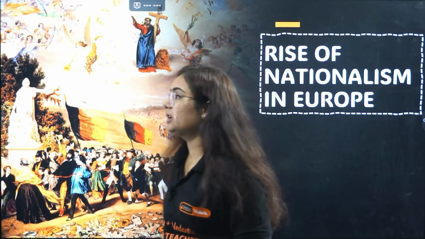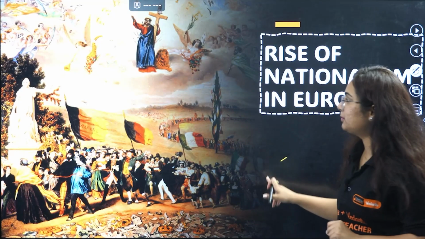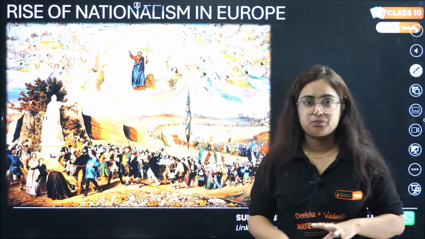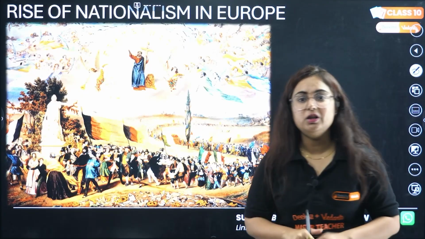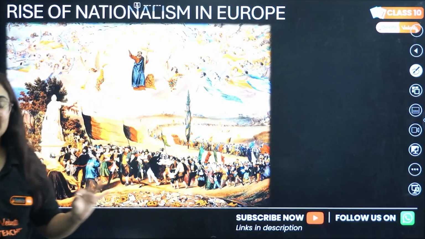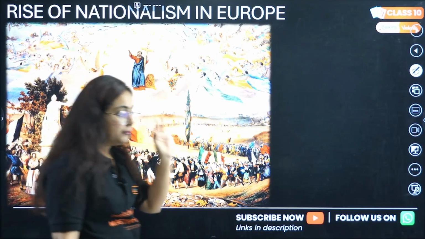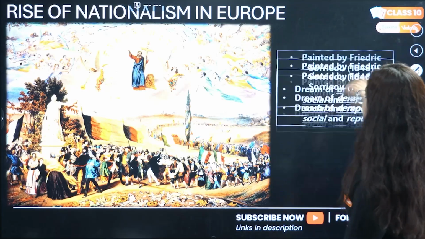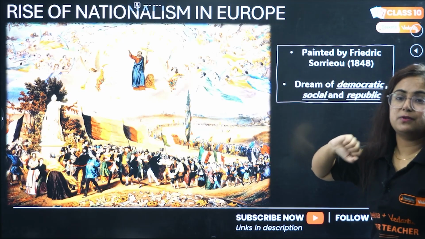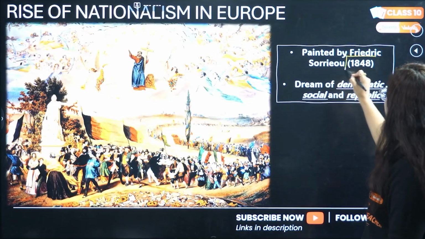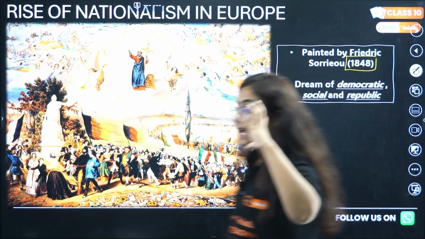Let's start the chapter, and whenever you move to this chapter, the first thing you are going to see is this picture in your book. Do you know what this picture is about? This is a picture that reflects the feeling of nationalism in this century by a French artist known as Frederick Sorrow. This picture was painted by Frederick Sorrow in the year 1848. In which year, beta? 1848.